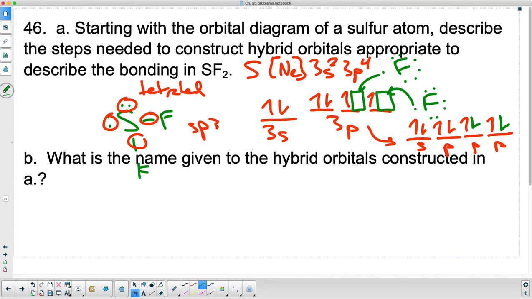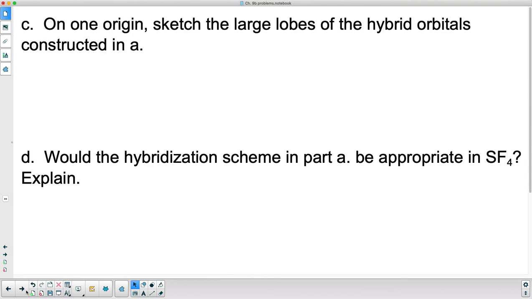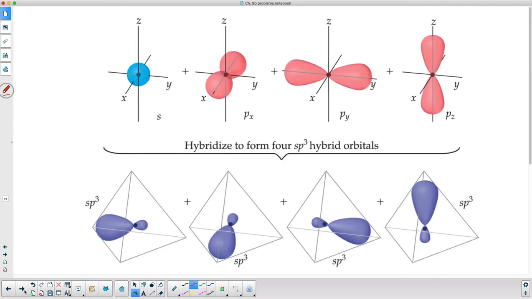What is the name given to the hybrid orbitals constructed in A? I just answered that. sp3. That's the name of the hybrid orbitals. Moving on. In one origin, sketch the large lobes of the hybrid orbitals constructed in A. We did this before. I think I have a picture of it. Yep, there it is.